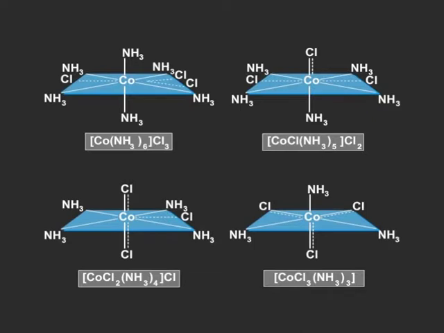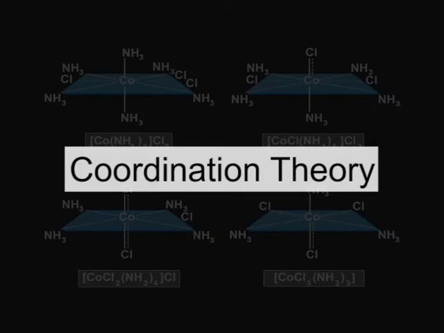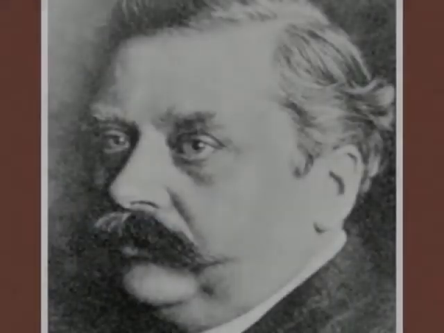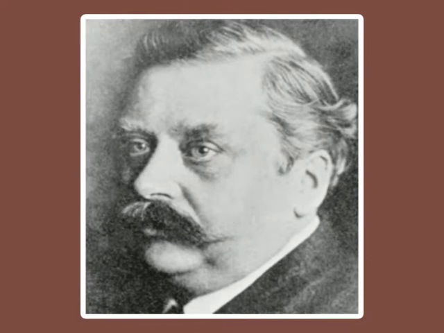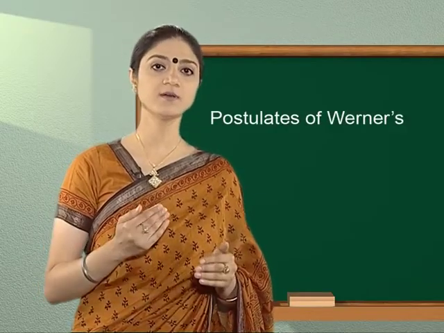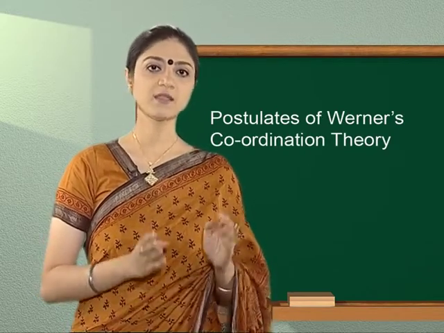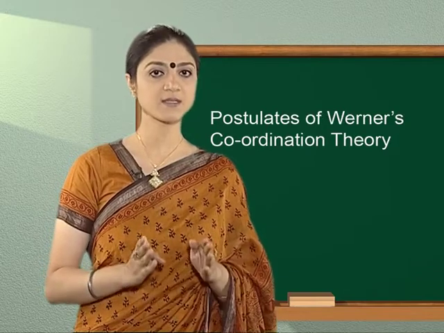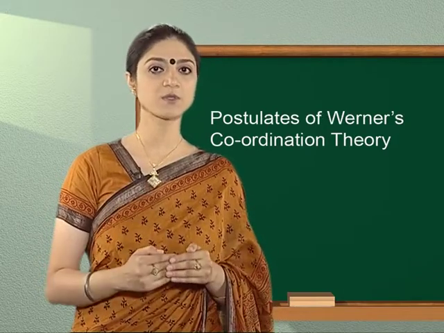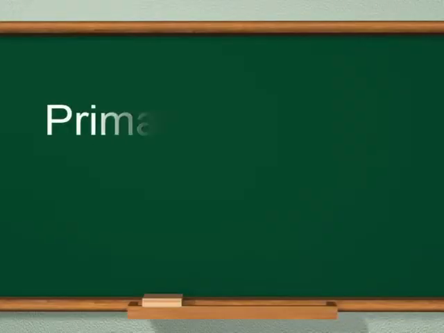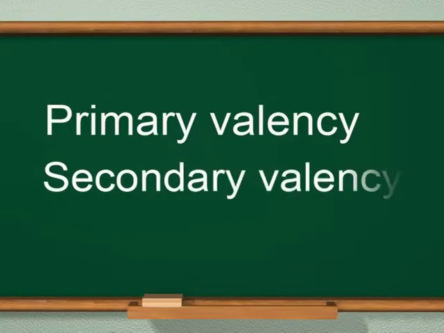Further, on the basis of these observations, he proposed a coordination theory. In recognition of his work, Alfred Werner was awarded the Nobel Prize in Chemistry. Let us now discuss postulates of Werner's coordination theory. The first one is, in the coordination compounds, metal atoms exhibit 2 types of valencies, namely the primary valency and the secondary valency.